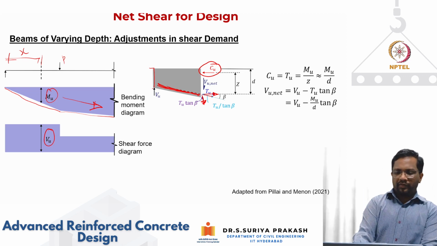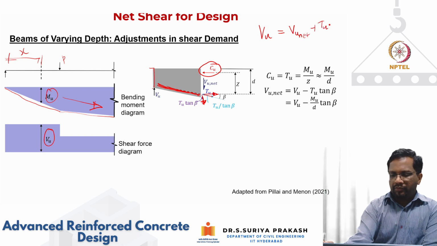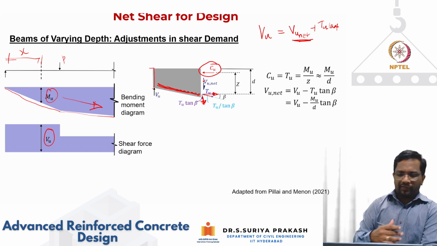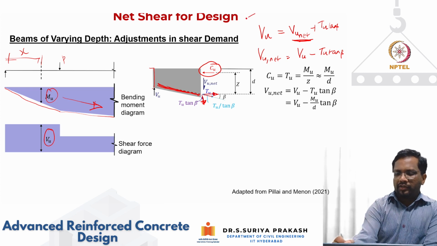Now if you look at vertical force equilibrium, shear demand Vu should be equal to, if I call this Tu tan beta, which is now acting down, right? So it's going to be Vu net plus Tu tan beta, right? So we are interested in calculating what is the net shear that is acting at the cross section where we are designing. So Vu net will become Vu minus Tu tan beta. Okay, so this is from your sigma Fy equal to 0, so vertical force equilibrium, right?